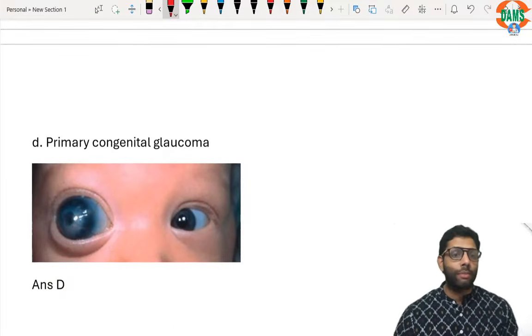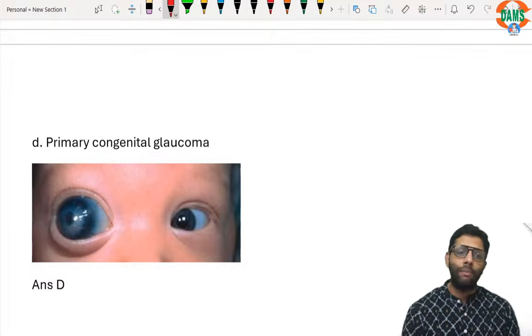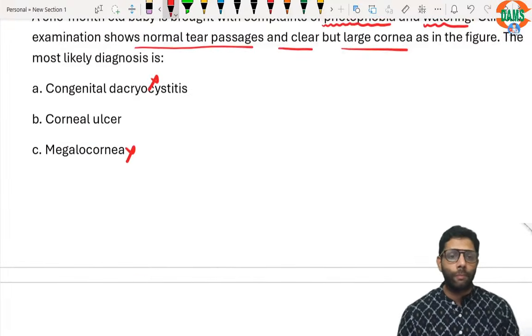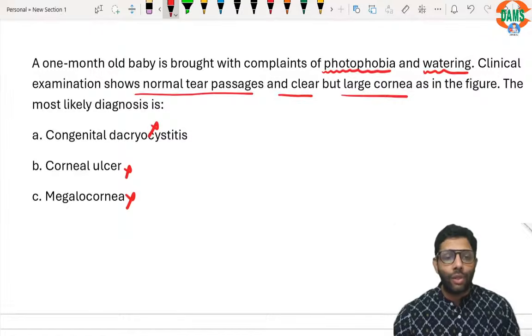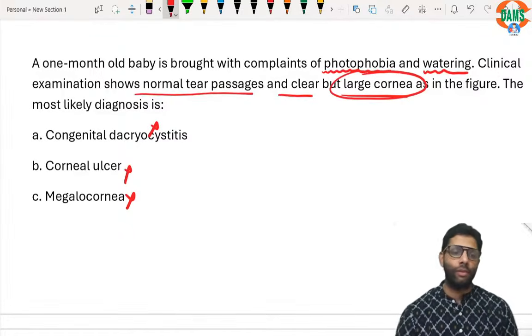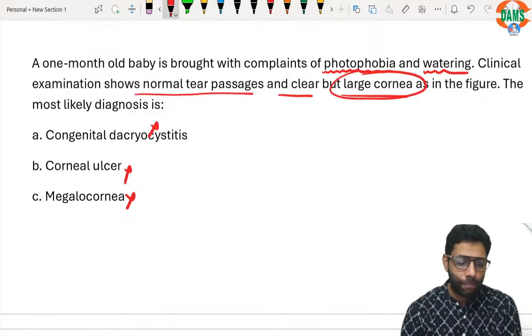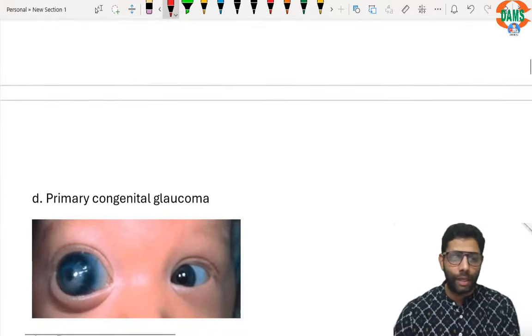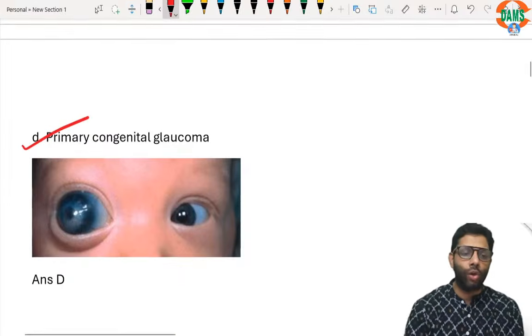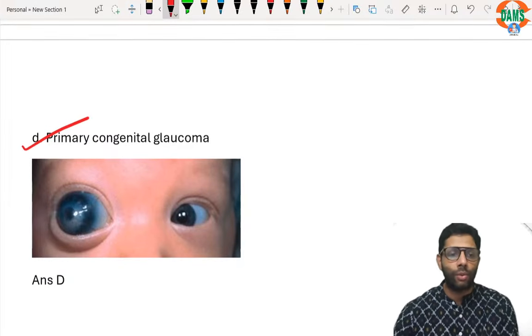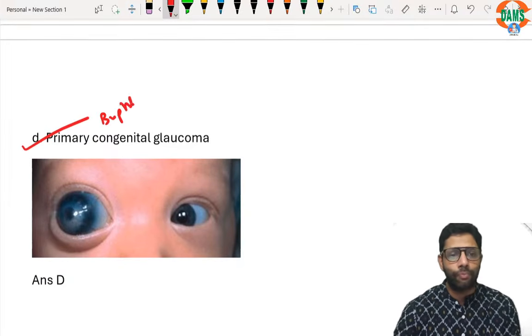Now, large cornea can be there in primary congenital glaucoma and megalocornea, but megalocornea is ruled out. Now, corneal ulcer does not have this large cornea. So, even if I don't show you the picture, the answer is clear. It is ophthalmos. That is primary congenital glaucoma, and this big eye is known as ophthalmos.